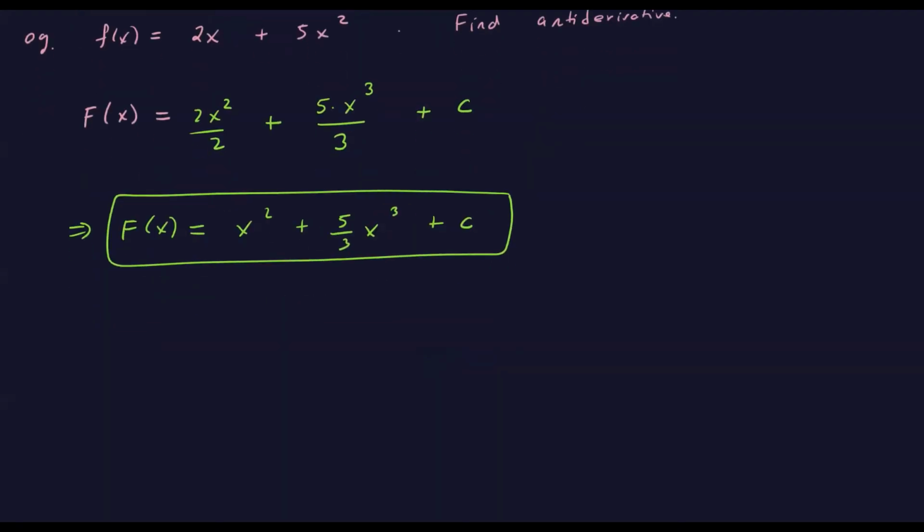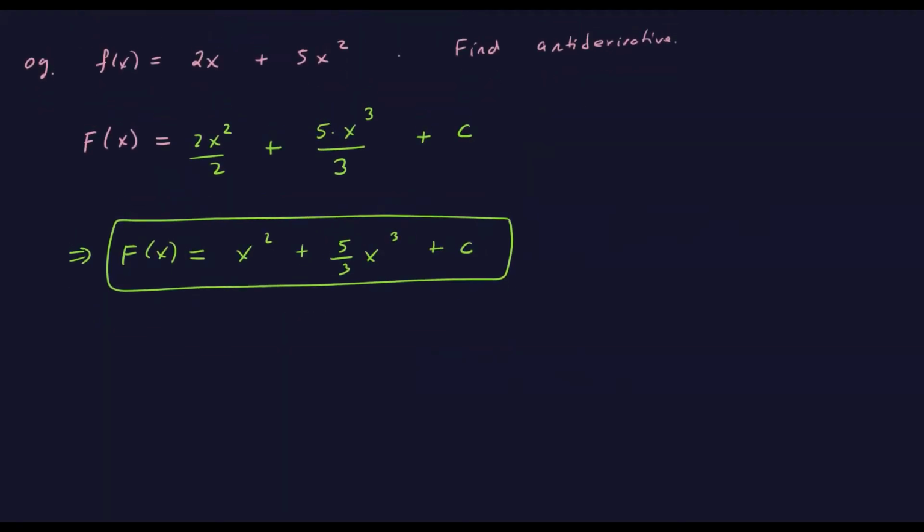Hopefully this is making sense. Let's go ahead and try one more. Say you want to find again the antiderivative of the little f, which is x plus 4 times x minus 2.